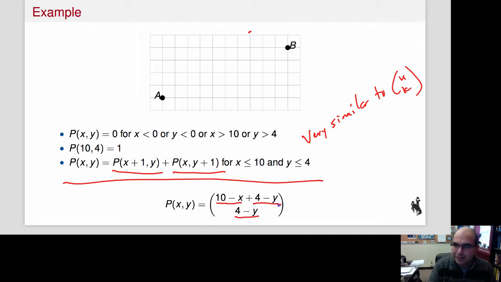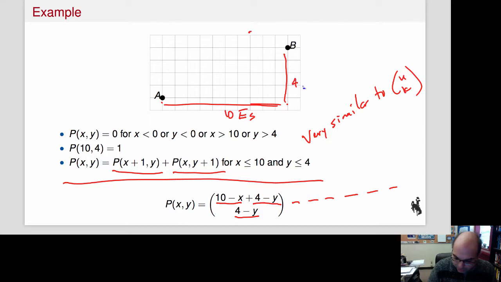Now let's look at this a little bit more carefully, because here's what I'm going to tell you: the path always has the same length because I need to go from here to here. So I need 10 easts, and I need 4 norths. That's always what I need to be able to get there from A. From any other place, I need 10 minus x easts and 4 minus y norths. That's how I'm going to get there.